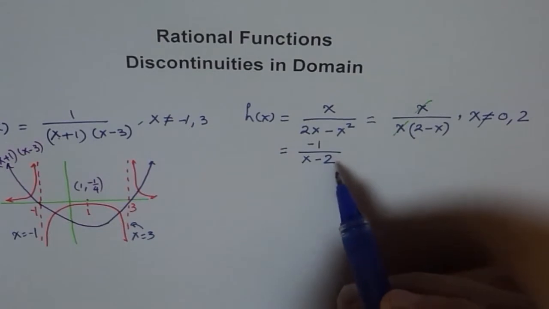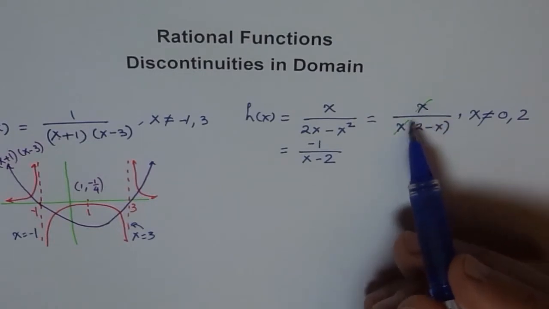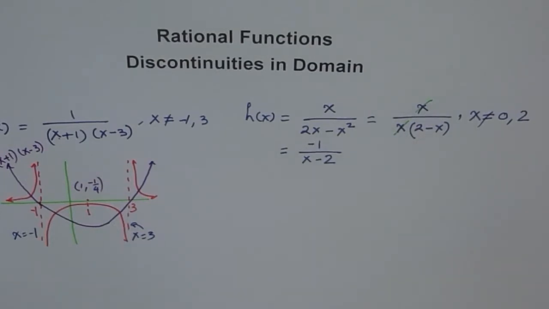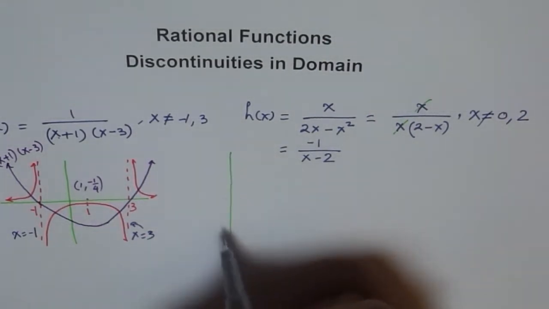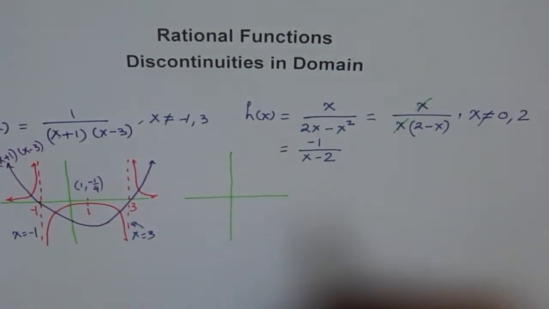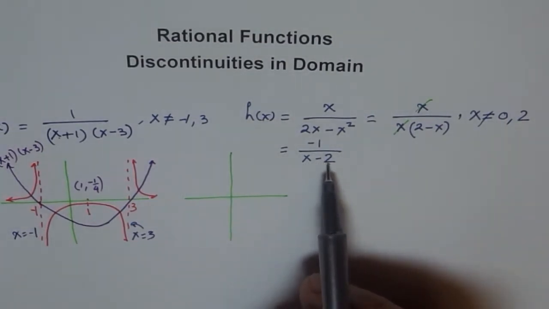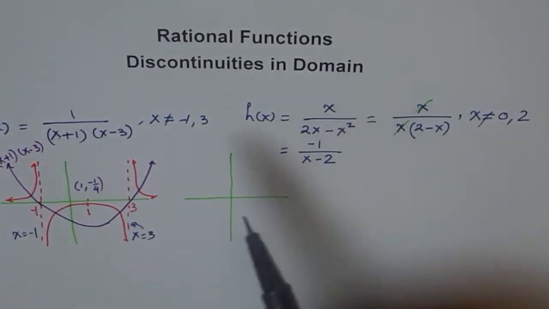Now here what happens really is that we have a common factor. Because of that they cancel out, but still the discontinuity remains, correct? So this kind of function can be drawn here like this. I'll squeeze it in between. So we have a discontinuity at x equals 2. Let's say this is my x equals 2, and that is a vertical asymptote.